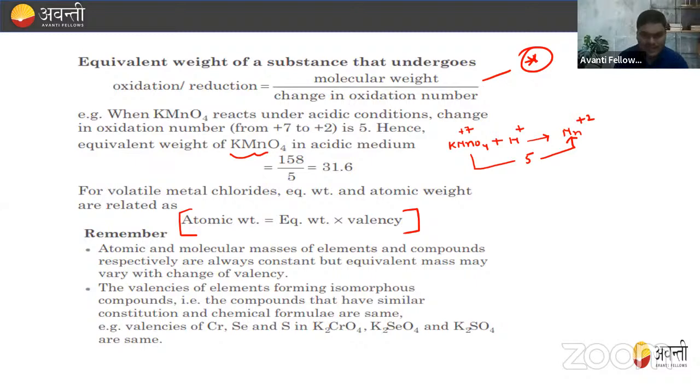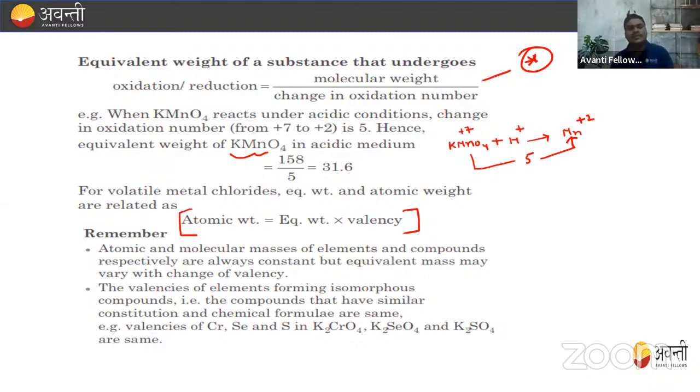Atomic and molecular masses of element and compound respectively are always constant, but equivalent mass may vary with the change of valency. बिल्कुल सही है भाई. Sodium का atomic weight हमेशा constant ही रहेगा ना, 23 तो 23 रहेगा. But their equivalent masses may vary with the change of valency. जैसे मान लो यहाँ +7 to +2 हुआ तो divided by 5 था. मान लो कोई ऐसा रिएक्शन होता जहाँ +7 to +5 होता, so change is only 2, तो 158 divided by 2 भी हो सकता था. ठीक है? So ये ध्यान रखना है.